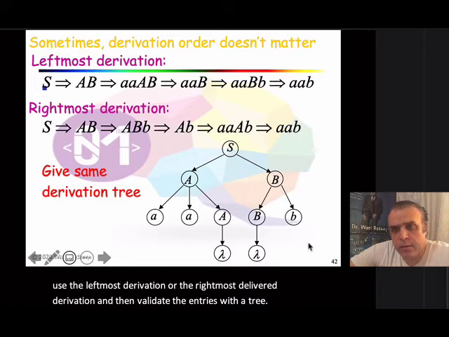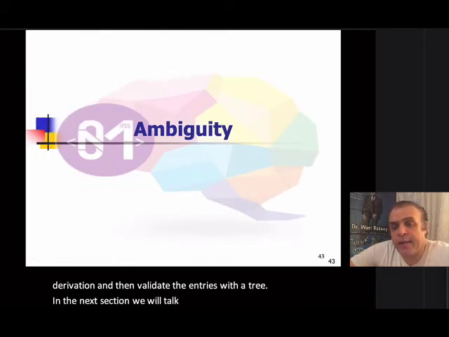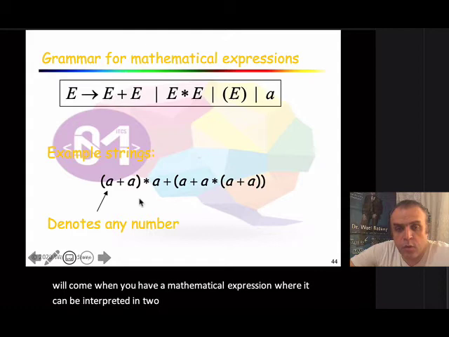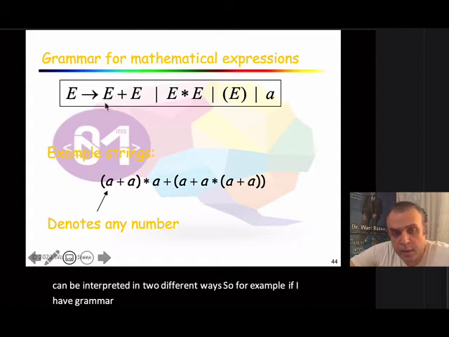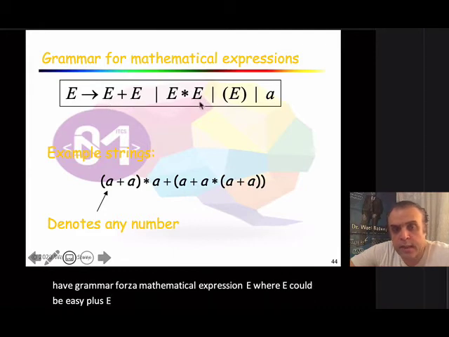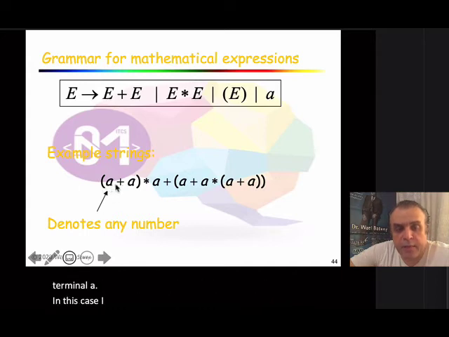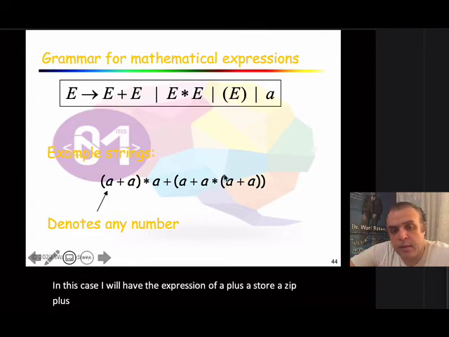In the next section, we will talk about ambiguity. And ambiguity will come when you have a mathematical expression where it can be interpreted in two different ways. So, for example, if I have a grammar for the mathematical expression E, where E could be E plus E, or E multiplied by E, or the parenthesis of E, or the terminal a. In this case, I will have the expression of a plus a star a, plus parenthesis a plus a star parenthesis a plus a close parenthesis.